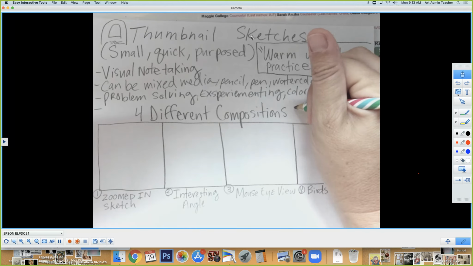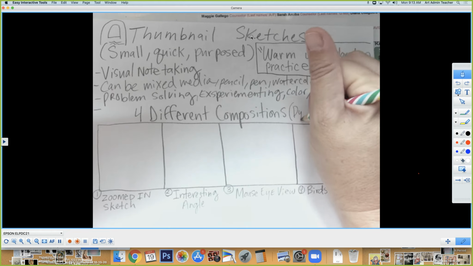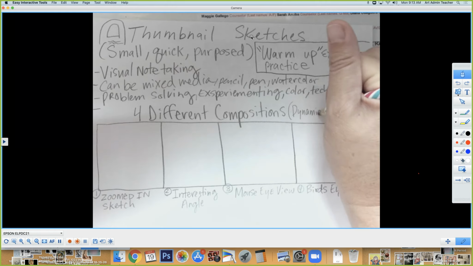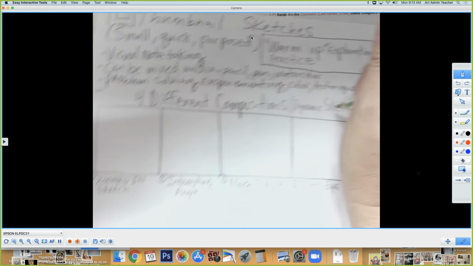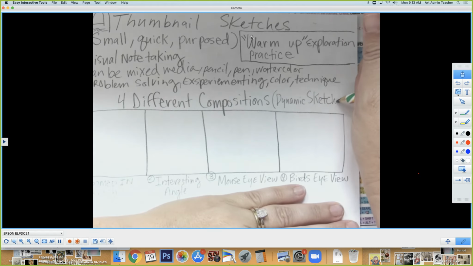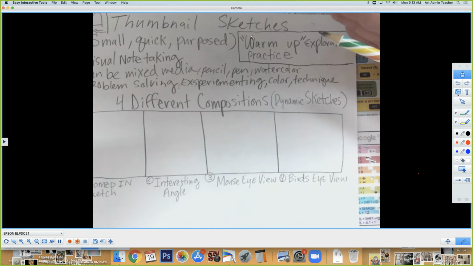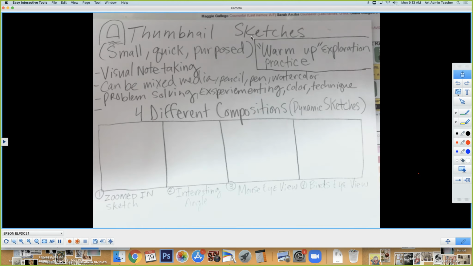So I'm going to write here: dynamic sketches, because we don't want boring dead center sketches, right? We want them to be interesting compositions. So I've had you guys do a whole presentation on dynamic photography to help you understand what these different points of view look like, different compositions. We learned all about compositions last week.